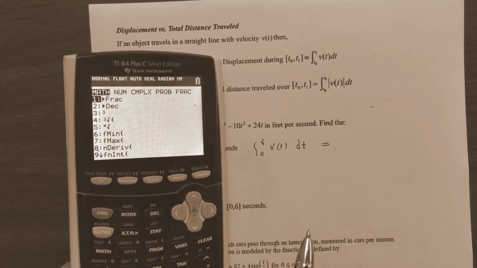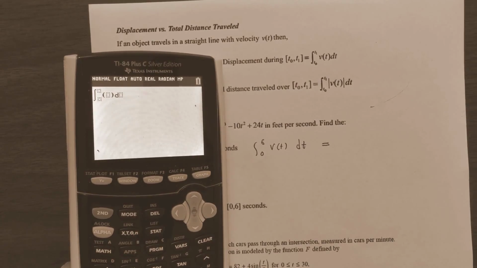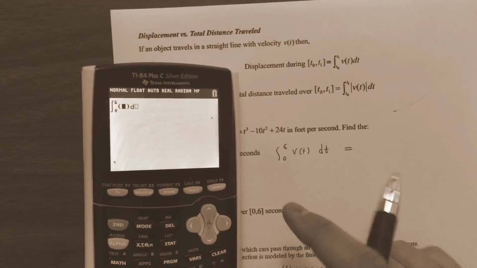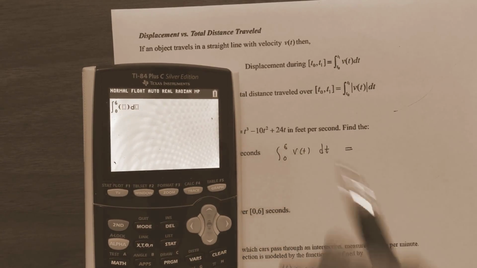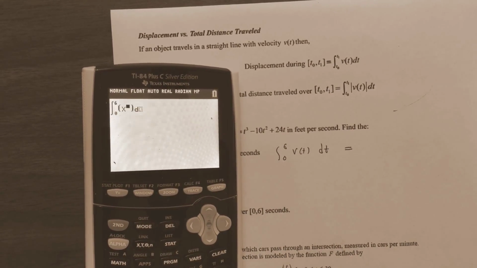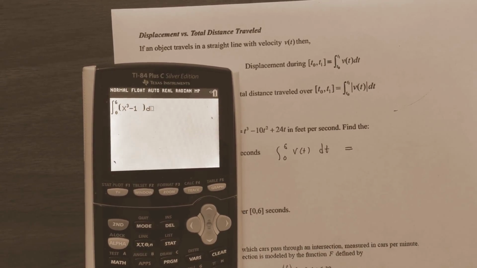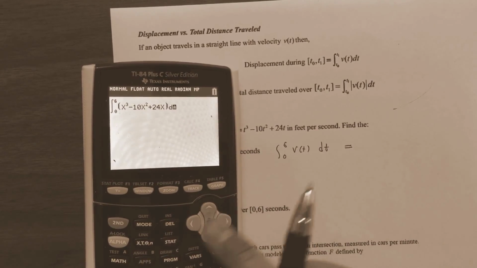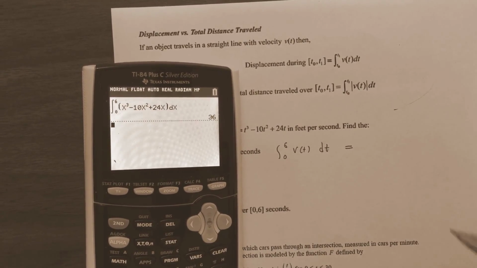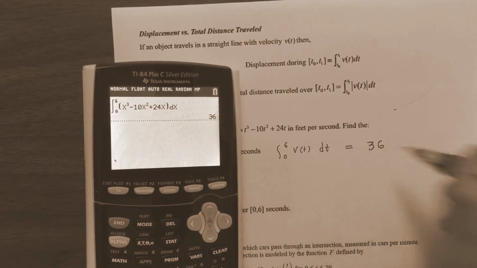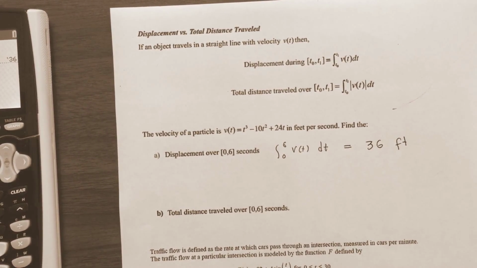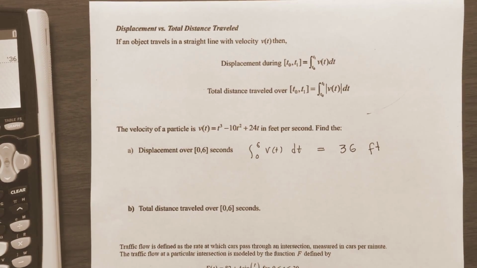Start with math, option 9, and then type in 0 followed by 6. Now type the function in here. So the function is t cubed minus 10t squared plus 24t, and then dx, and that gives us 36. So this is 36 feet. Okay, so we would say that the displacement from time 0 to time 6 is 36 feet.